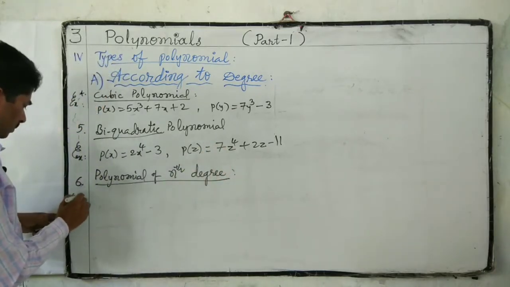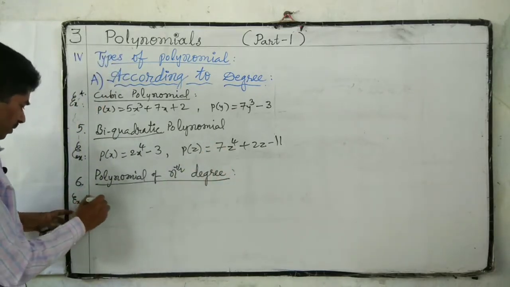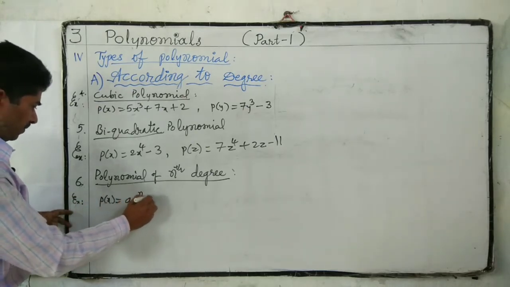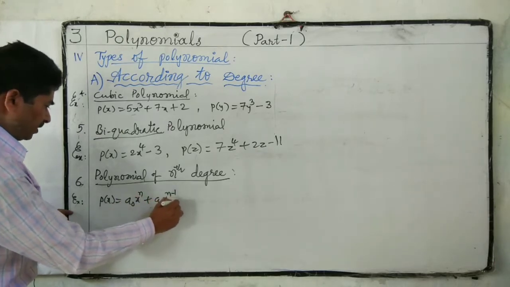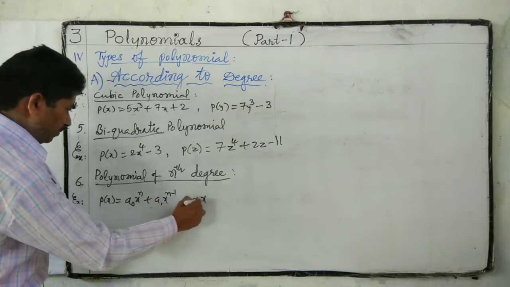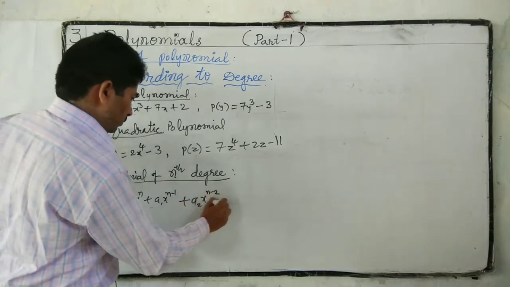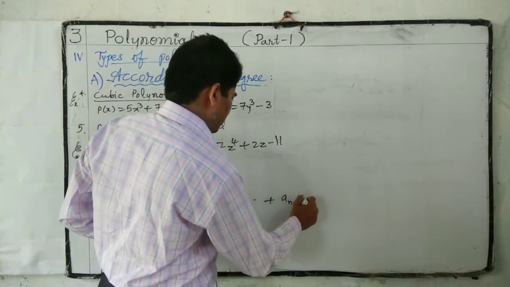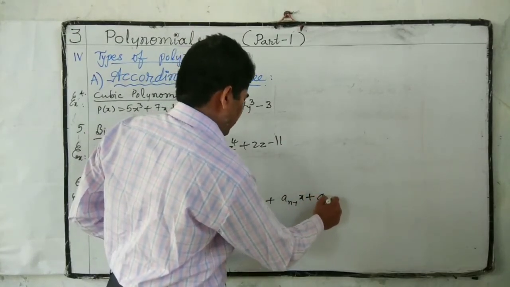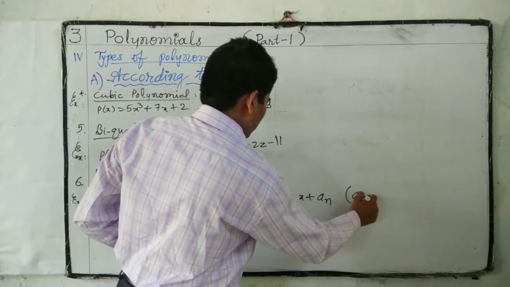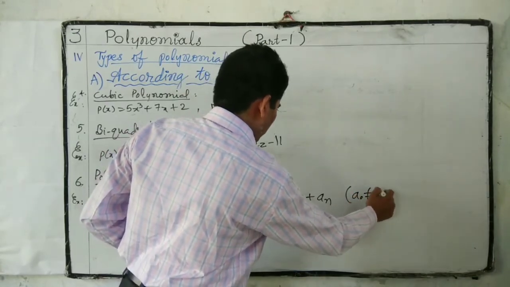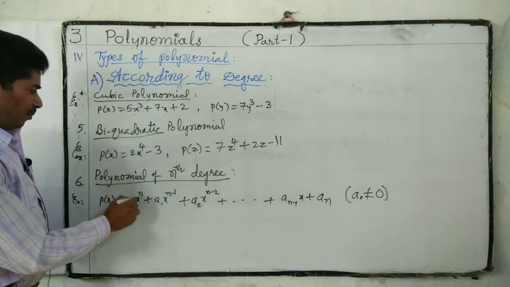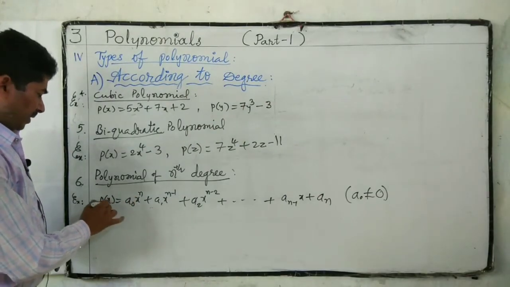Example or standard form: p of x is equal to a0 x to the power of n plus a1 x to the power of n minus 1 plus a2 x to the power of n minus 2 plus and so on, a n minus 1 x plus an. Here a0 is not equal to 0. So this is an nth degree polynomial in x variable.